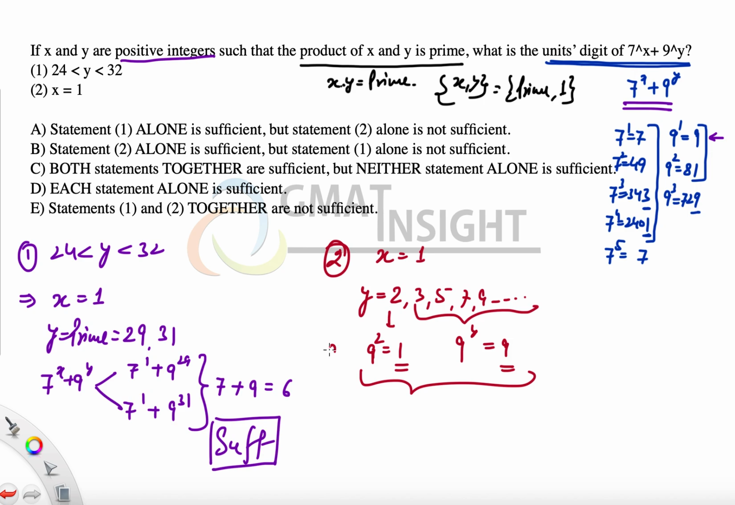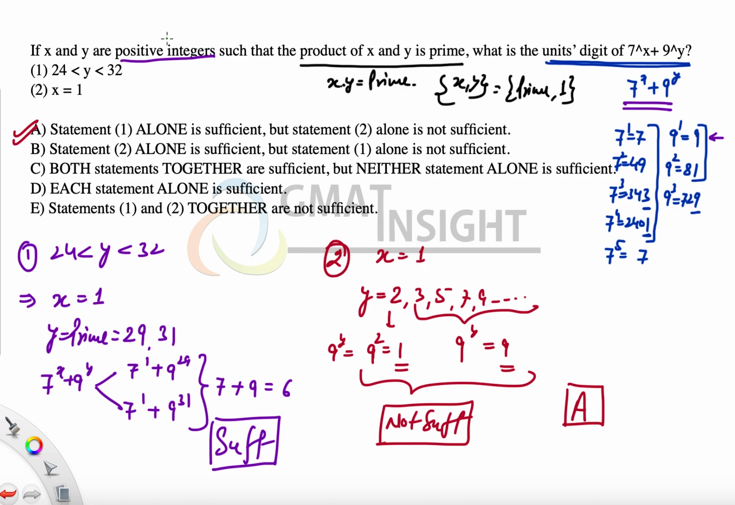and here the unit digit of 9 to the power y is not unique, and for that reason this statement is not sufficient to answer the question, and the answer becomes option A. That means the first statement alone is sufficient, but the second statement alone is not sufficient. So it was a beautiful question, just to give you a little understanding of in what scenario the second statement could have been sufficient as well.